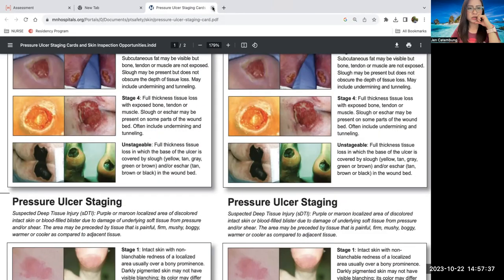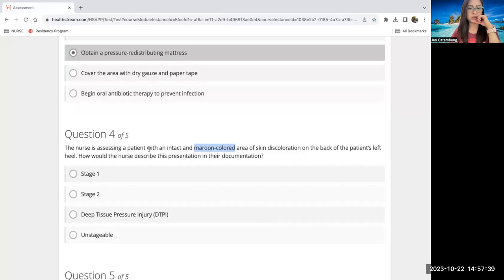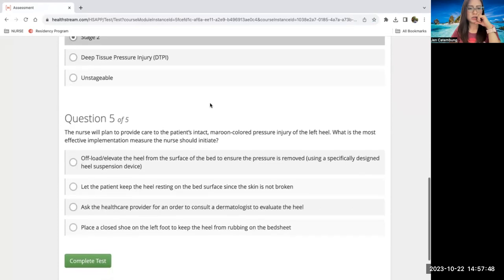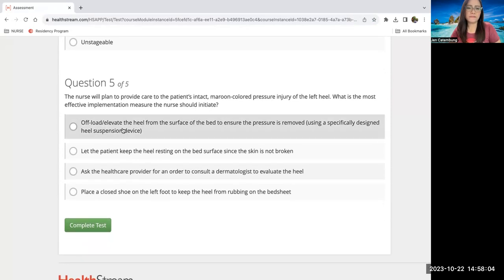All right. Maroon-colored deep tissue pressure injury. It's still intact, so stage 2. The nurse will plan to provide care to the patient's intact maroon-colored pressure injury of the left heel. What is the most effective implementation measure the nurse should initiate?